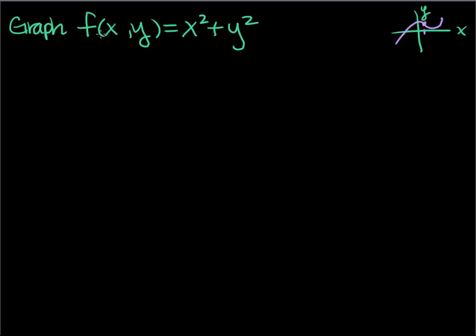Because what are we actually plugging in now? We're actually plugging in an x value and a y value, and what are we getting out? Some other number z. So what a function of several variables, if it's in two variables anyway, actually does is graph it into 3D for us, okay?